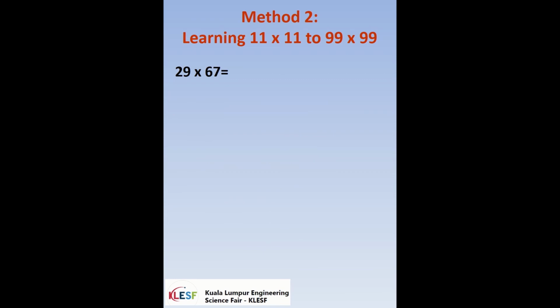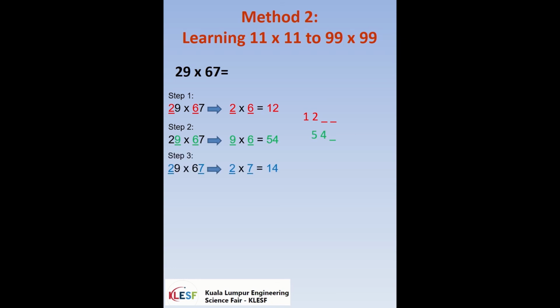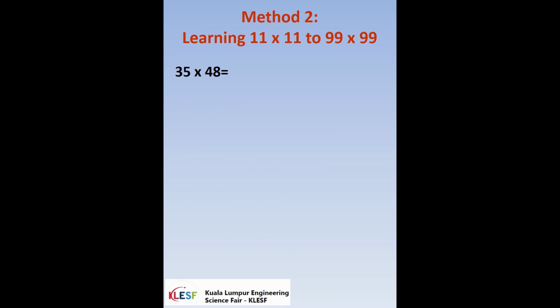When we multiply 29 times 67, 2 times 6 is 12. So it means 29 times 67 will give a 4-digit solution. So this 12 becomes 1200. Then we consider 9 times 6 is 54. This 54 will become 540. And 2 times 7 is 14. 14 will become 140. 9 times 7 will become 63. So we total up, and we get 29 times 67 will equal 1943.